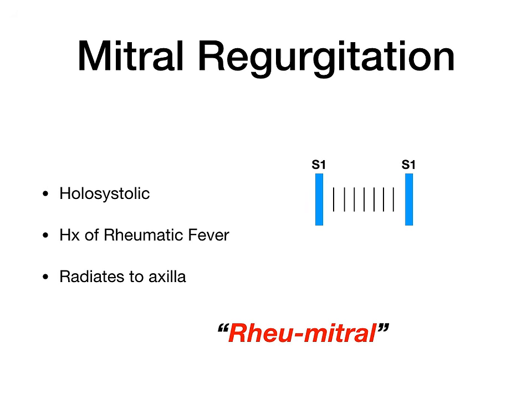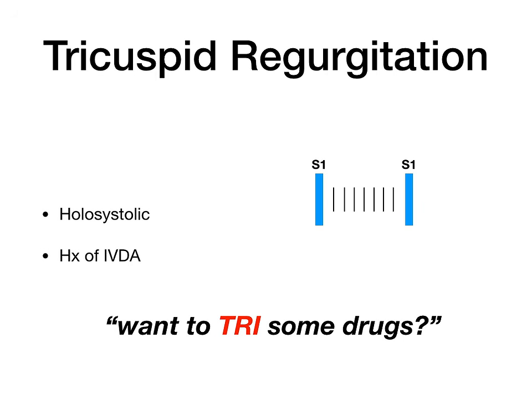That's mitral regurgitation. Tricuspid regurgitation is very similar. It's also holosystolic. Between S1 and S2, it's there the entire time. The tricuspid valve is always damaged when you have patients who have a history of intravenous drug abuse. So my mnemonic is, do you want to try some drugs? I want you to think about the tricuspid murmurs, whether it's regurgitation or stenosis, whenever you have a patient who has any risk factors or history for IVDA.